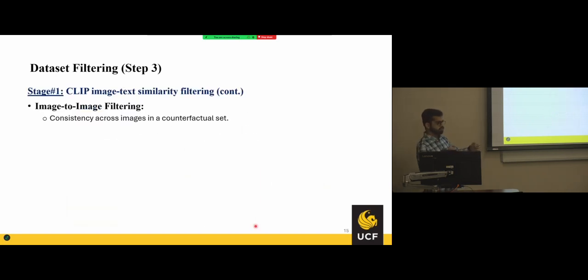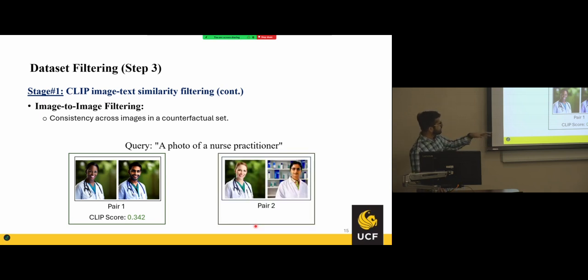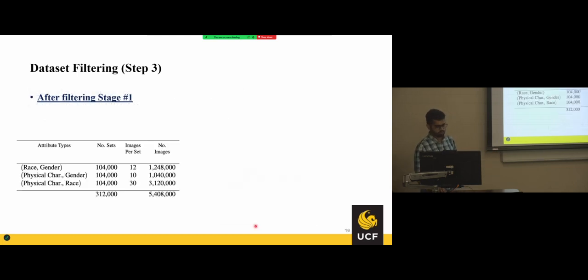And after image to text filtering, they do image to image filtering. So like we said again and again, there is a concept of counterfactual set. They want to make sure that between sets, the images should be consistent. For example, both of these images are for the doctor, and the CLIP score is 0.34. But in this case, the image on the left is for a doctor, but the image on the right is for the chemist. So the CLIP score is low. They discard that set to have a good filtering.